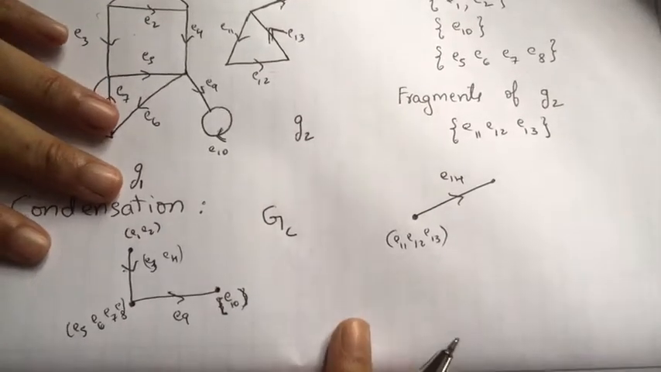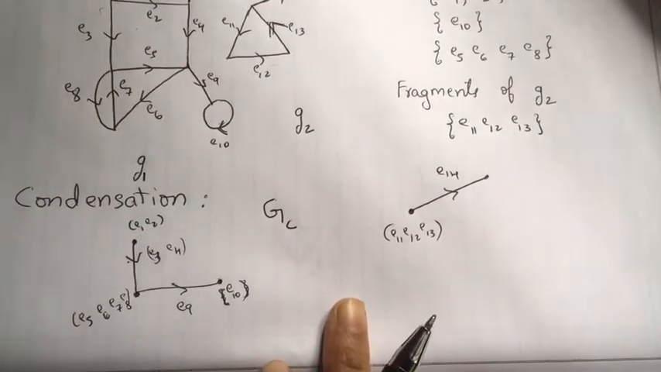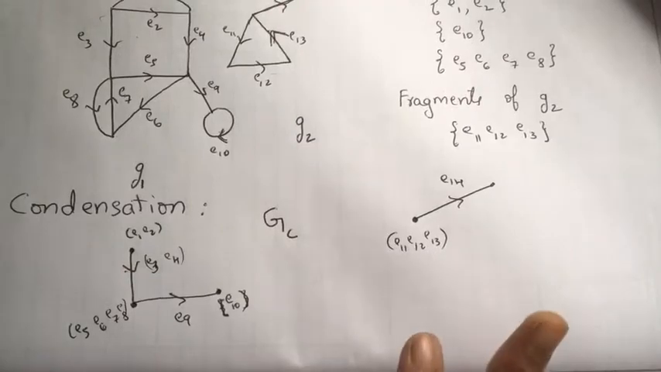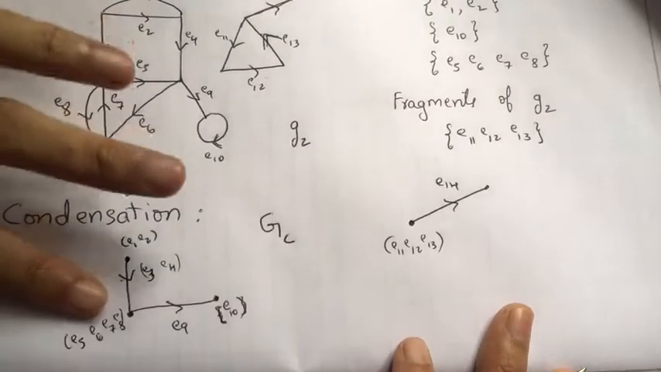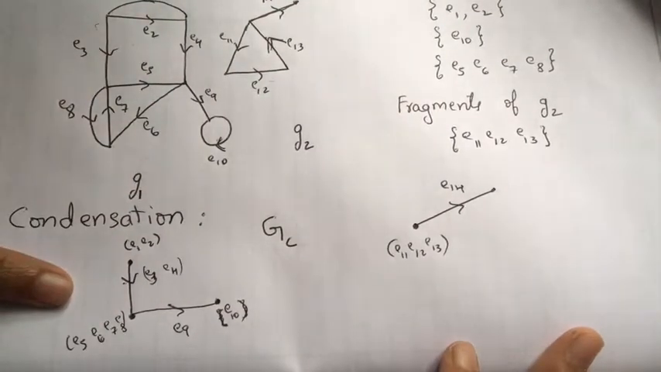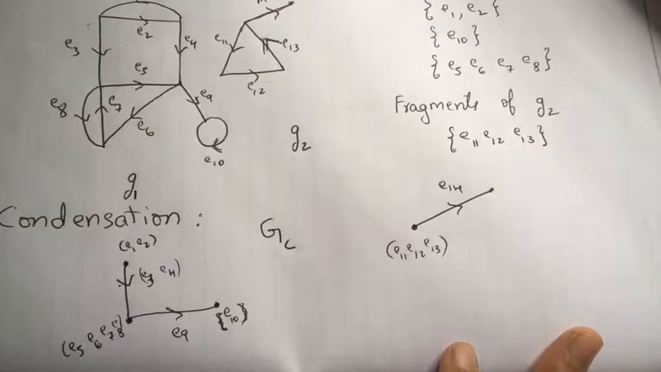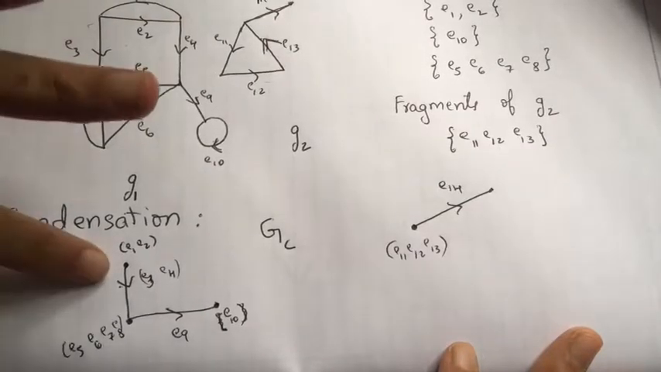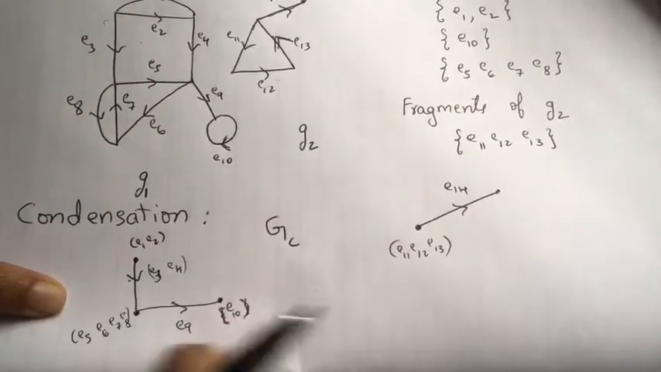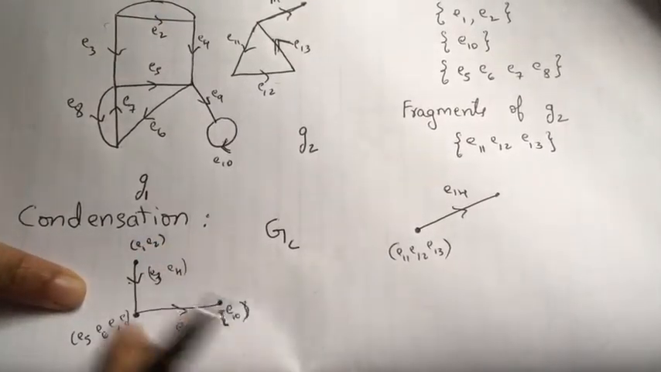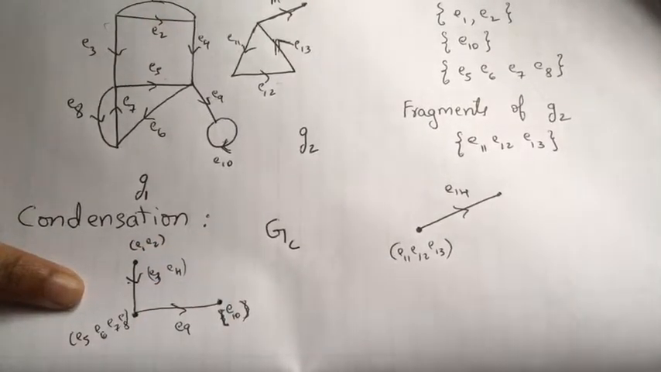Note that the condensation of a strongly connected digraph is simply a vertex. And the condensation of a digraph has no directed circuits. See, when I draw the condensation of a directed graph, I'm not getting any circuits.